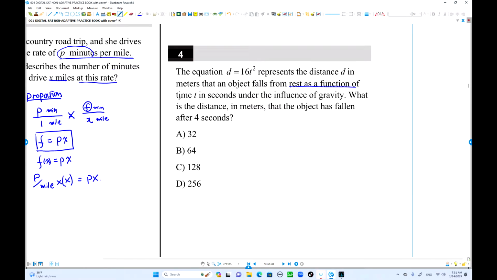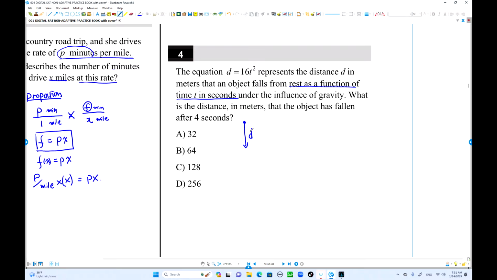All right, number 4. The equation represents the distance d in meters that an object falls from rest as a function of time under the influence of gravity. So what is the distance in meters the object has fallen after 4 seconds? From here, going down, that is the distance.